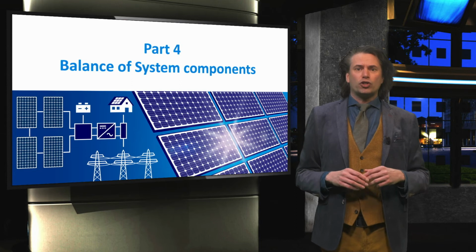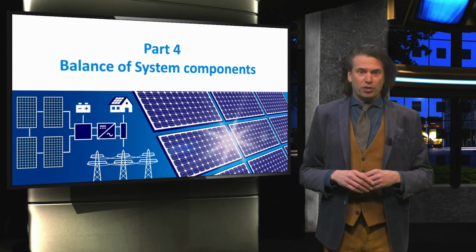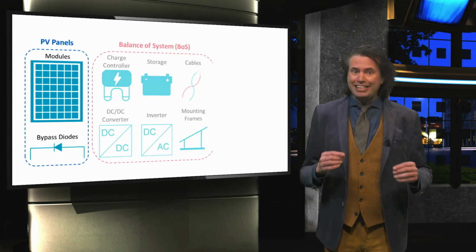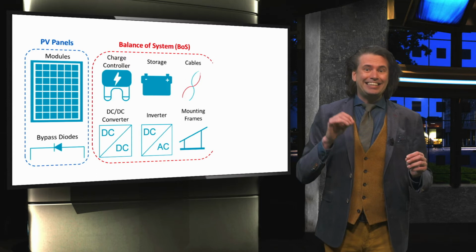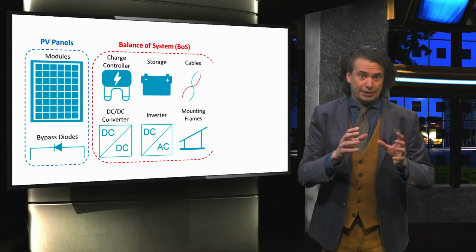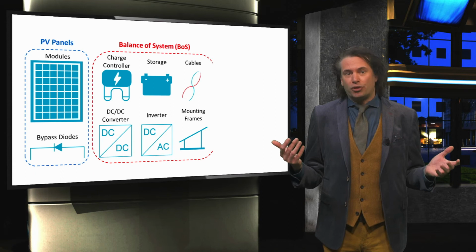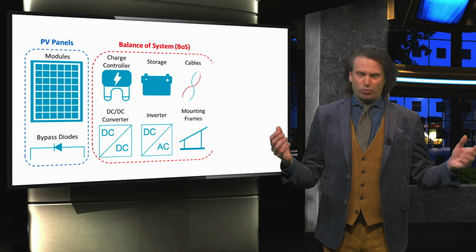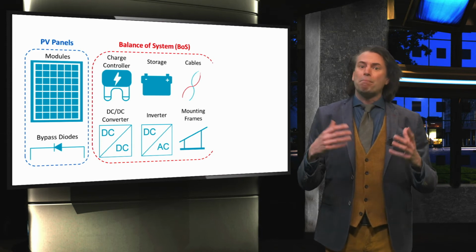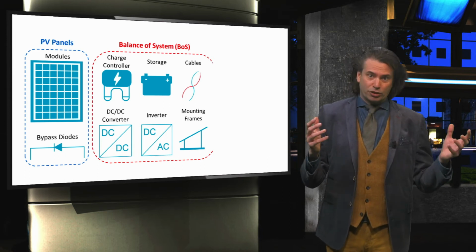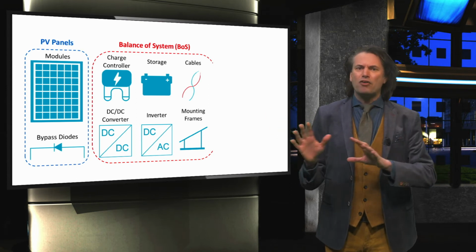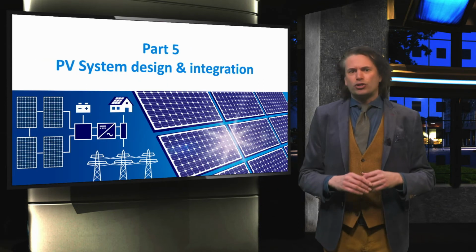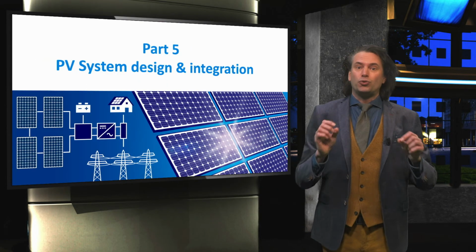Solar modules alone are not enough to make a PV system. In part 4 of the course, we'll look at all the balance of system components required to design a PV system. We will discuss in detail the operation of DC-DC converters, DC-AC inverters, energy storage units like batteries, charge controllers and even the cables and mounting frames. You will also learn about maximum power point tracking logic that is usually contained in one of the balance of system components.